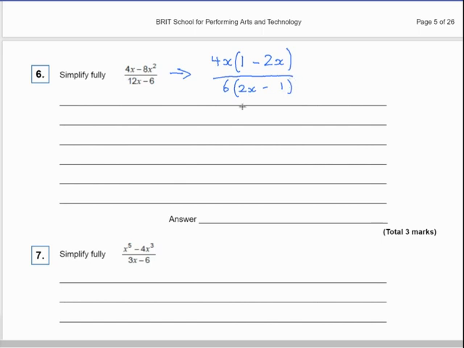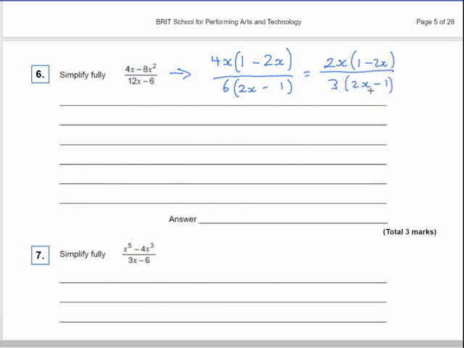Let's start with the simplification of the numbers. So 4 and 6 have a common factor of 2. They're both multiples of 2 and they have a common factor of 2. So we can divide them both by 2, giving 2x, 1 minus 2x, all over 3 times 2x minus 1.